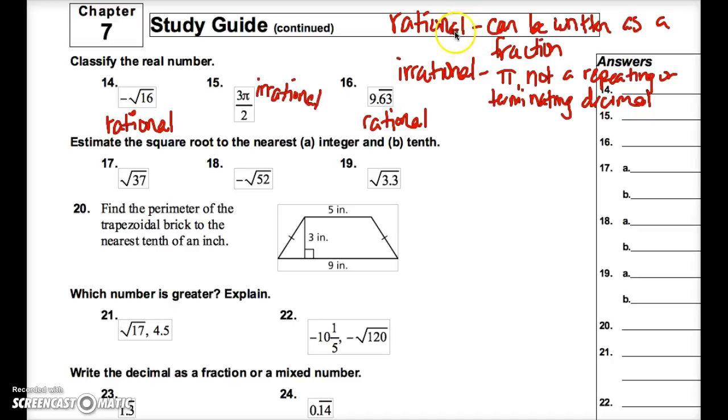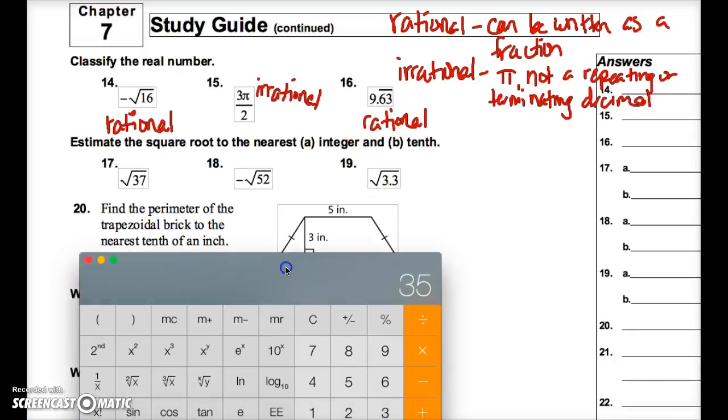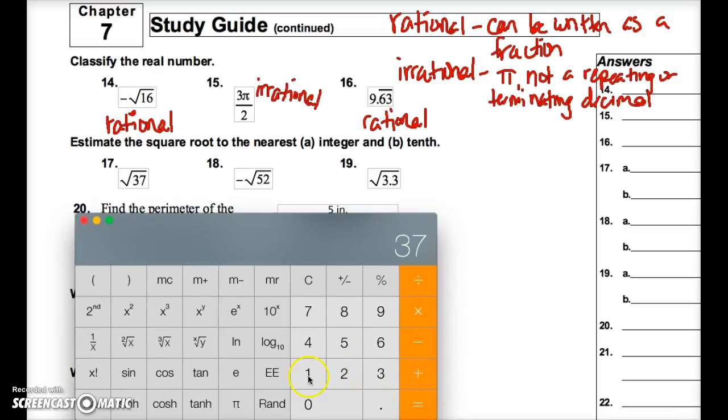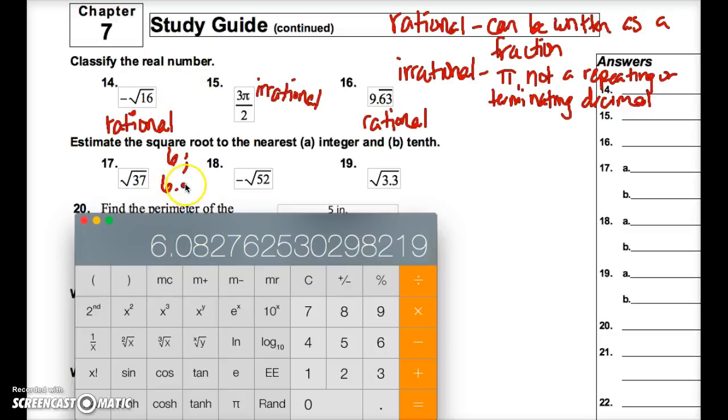All right, 17, 18, and 19. They want us to estimate the square root. And they want us to round to the nearest integer, so whole number, and tenth. So if I pull up my calculator, and let's do 37 first. Square root of 37. Okay? So if you round this to the nearest whole number, that is going to round to 6. If you round it to the nearest tenth, that's one number past the decimal, you get 6.1, because that 8 would tell the 0 to round up.